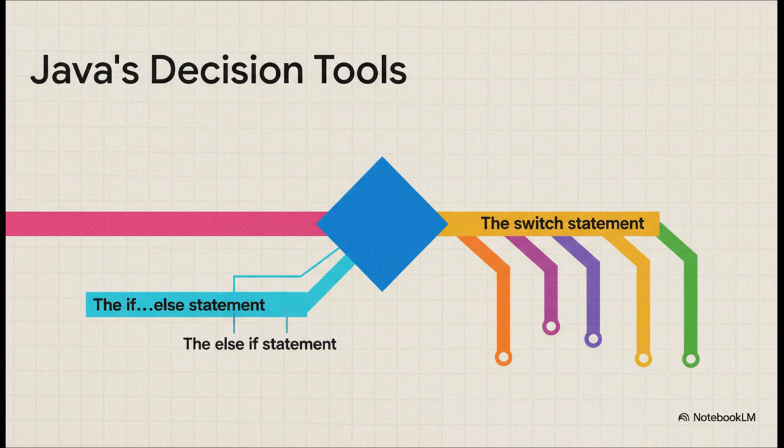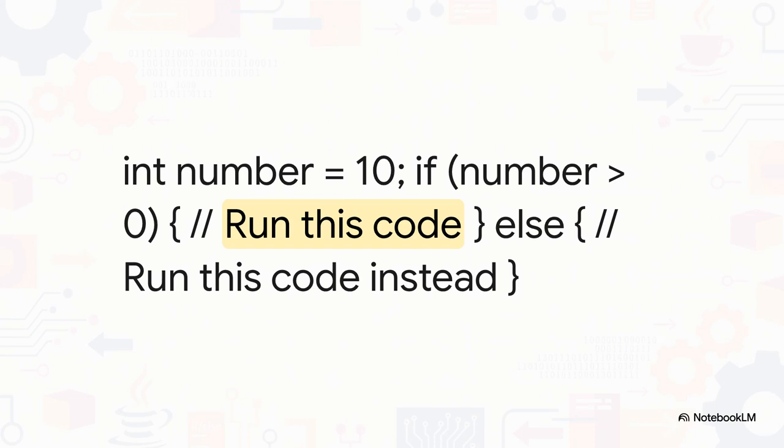And lucky for us, Java gives us a fantastic set of tools for this. The most fundamental ones are the if and switch statements. These let us create branches in our code, basically different paths the program can take depending on whether some condition is true or false. Let's look at a super simple example.